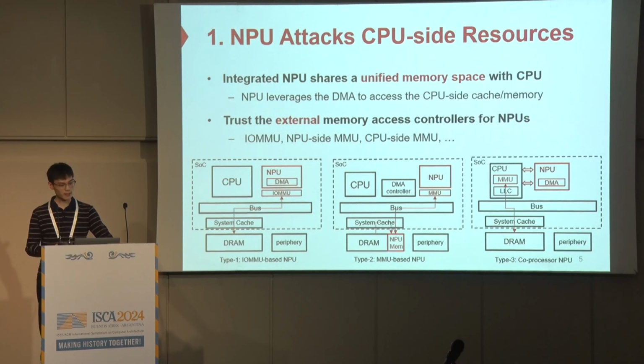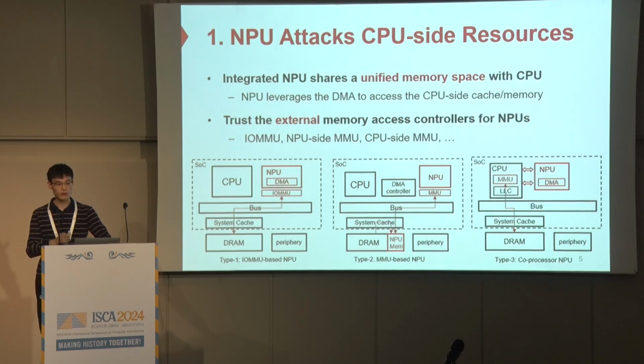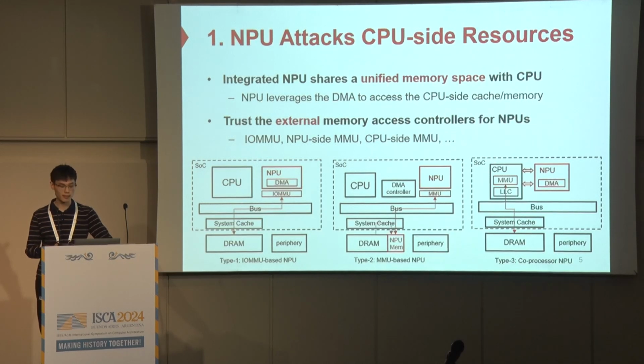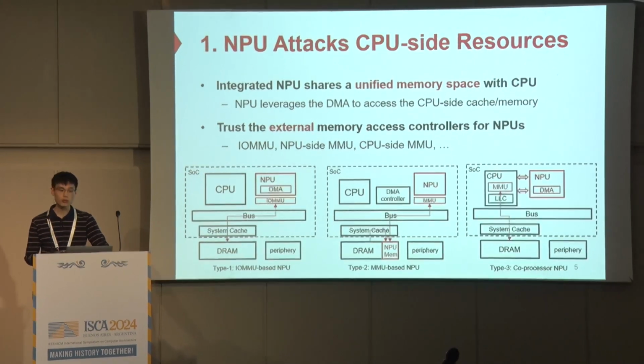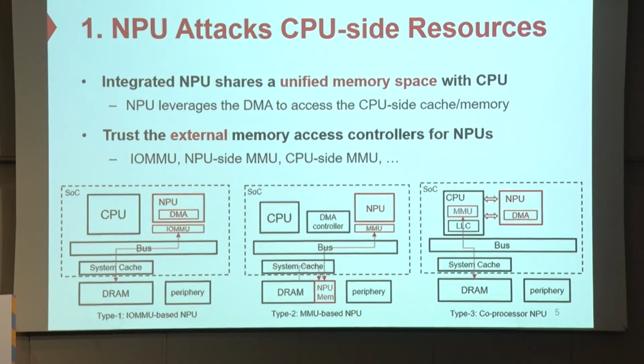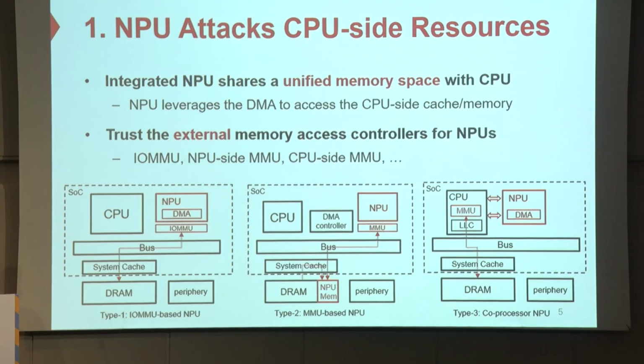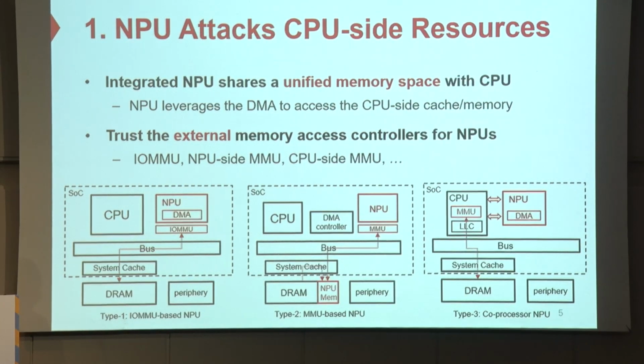The first attack is using a compromised NPU to attack CPU-side resources. The integrated NPU shares a unified memory space with the CPU, therefore it can use DMA to access any data in the CPU-side cache or memory. To restrict the NPU access capability, different types of NPU may adopt different memory access control mechanisms, including IOMMU, NPU-side MMU, or CPU-side MMU. However, these mechanisms all use external modules with page-level isolation, which is complex and inefficient.